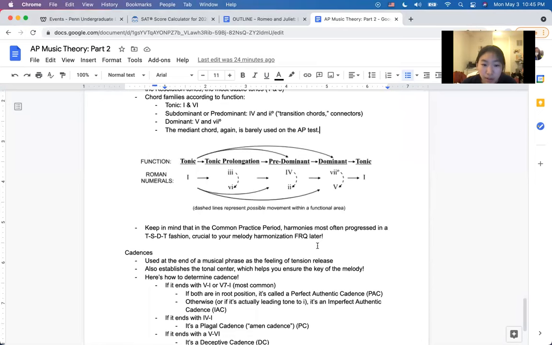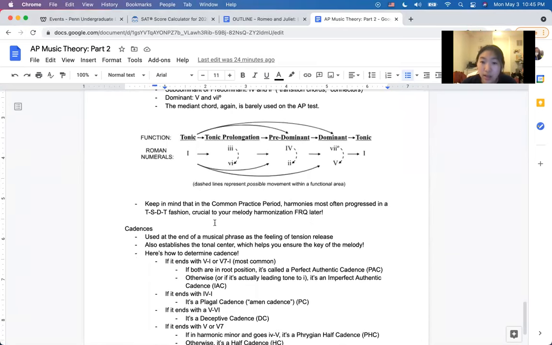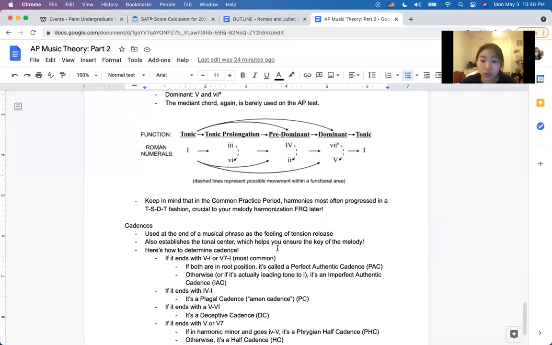Now, the last thing we're going to discuss today is cadences. This too is going to come up a lot, especially in multiple choice, and in FRQs for harmonizing. Basically, they're used at the end of a musical phrase as the feeling of tension release. It signifies the rhythmic, harmonic, melodic end for the musical phrase. It also establishes the tonal center, which helps you be confident about the key of the melody.